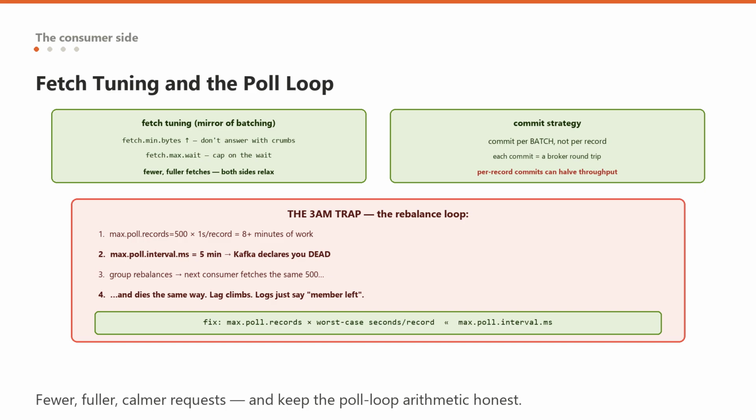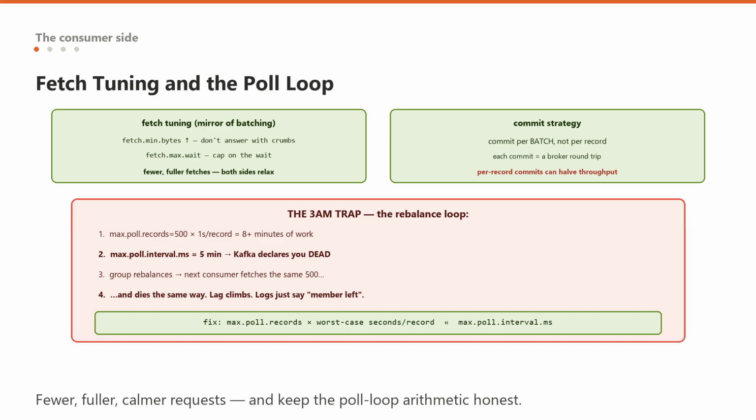But the setting that actually pages people at 3 a.m. is a different pair, max poll records and max poll interval. Kafka considers a consumer alive only if it calls poll regularly. Max poll records says how many records one poll hands you, 500 by default. Max poll interval says how long you may go between polls, 5 minutes by default.